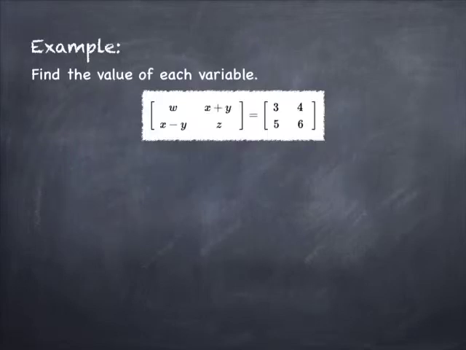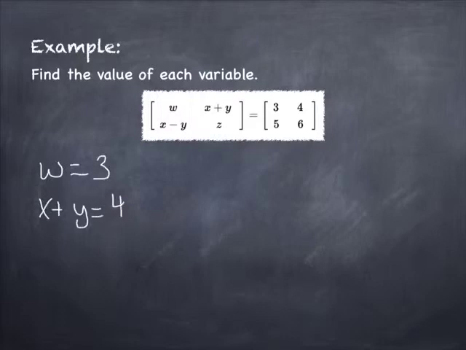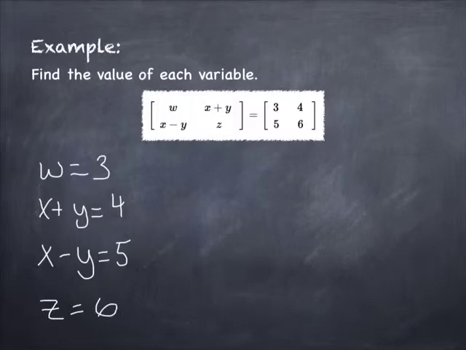Now this example here uses the idea of equivalent matrices. These two matrices equal each other. So all the elements in the left matrix match up to all the elements in the right matrix. So if we want to find the value of each variable, we just match up the parts. So we get w equals 3, x plus y equals 4, x minus y equals 5, and z equals 6. Just by matching them up, we now have two of them. We know that w equals 3 and z equals 6. We need to use a system of equations to solve for x and y.